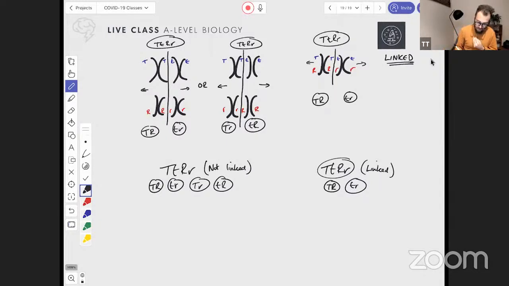Yeah, because of independent assortment, these are alternative scenarios. It's one or the other. This is here.